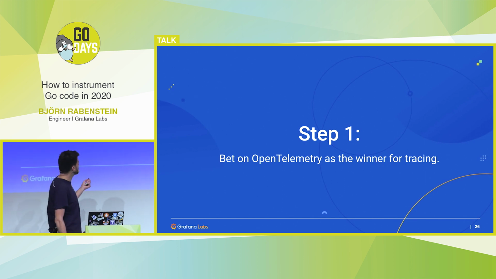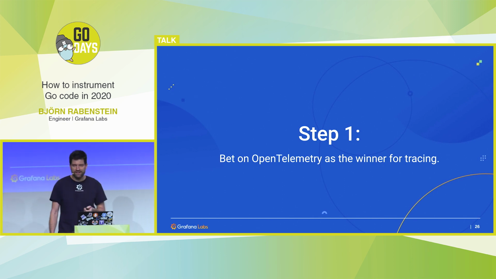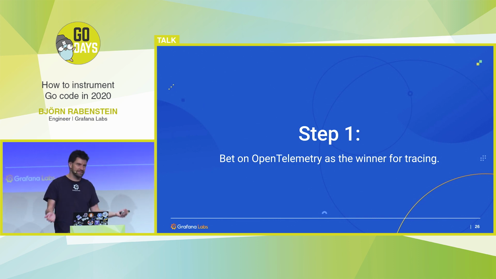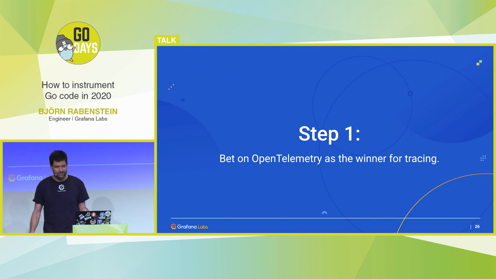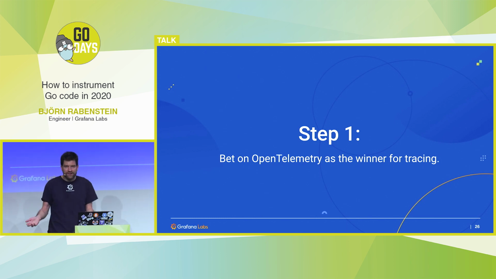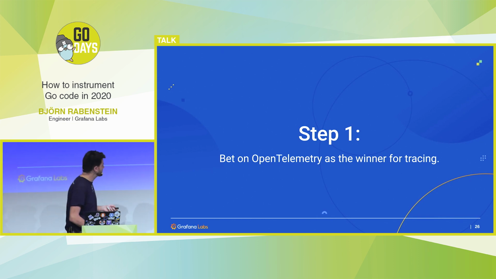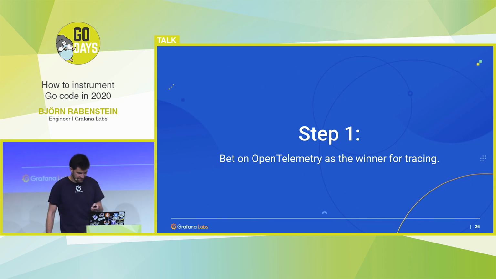This might give you trouble to accept that OpenTelemetry will be the winner, but I can't really see an alternative. I asked around. Many people I asked are not happy. Some are really happy, and that's usually the case. But there is no viable alternative to do tracing in some kind of standardized, generic way. OpenTracing is kind of where it is, and OpenTelemetry will be the successor. So I think it's kind of safe to bet on OpenTelemetry as the winner for tracing.